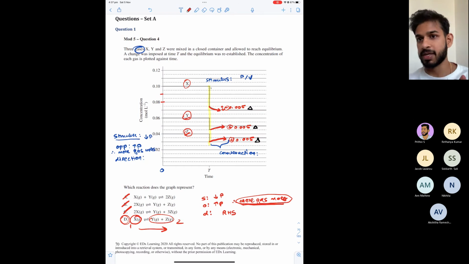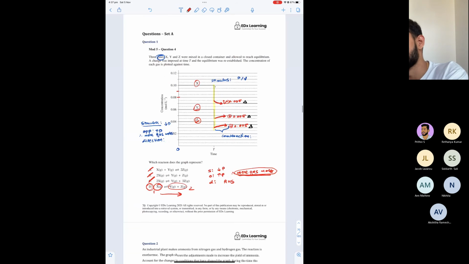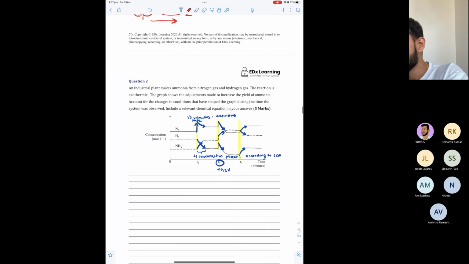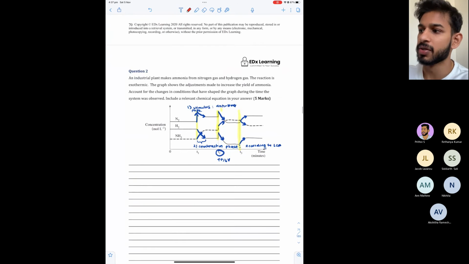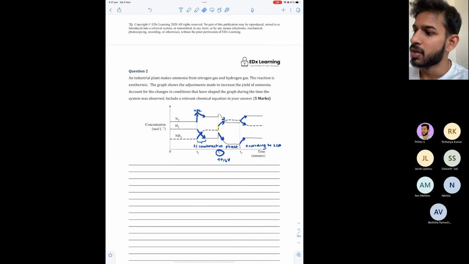Now, I threw you all in the deep end here, right? And what I mean by that is there are simpler concentration time graph questions. They usually don't ask you what the ratio of the graph is, right? But I just wanted to see how you'd all do in those questions. Now, I want you all to do question 2. I'm going to rub all of this out for you.